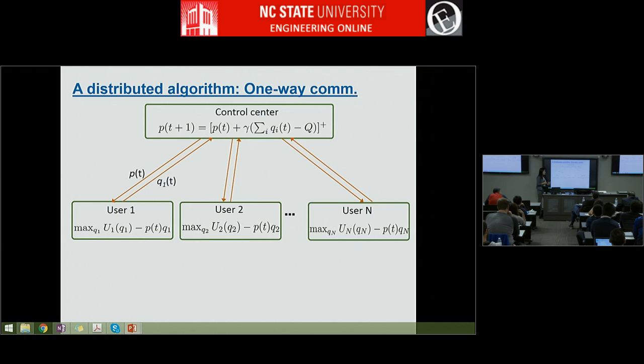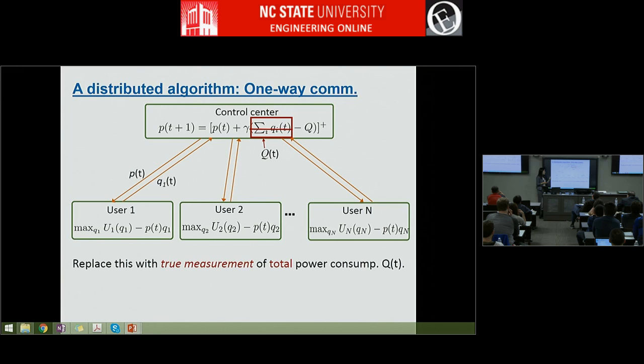The reason I need information from each individual person is that I want to calculate the total power consumption. If individual people take the action themselves, I can replace this with the measurement Q_t instead of asking people to report the information. That's what I mean by making use of physical measurement. As a control center, like in a hub, I can measure the total power consumption at that location instead of asking people to give me the information. So I replace this with the true measurement, and now I can change the algorithm to one-way communication, just sending the price information.